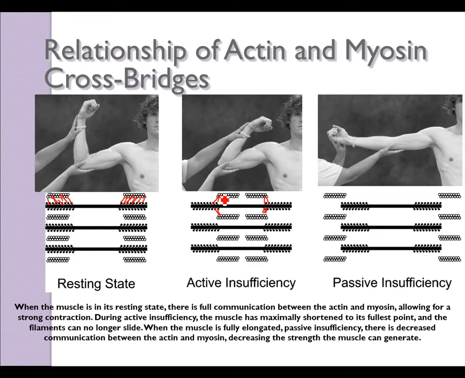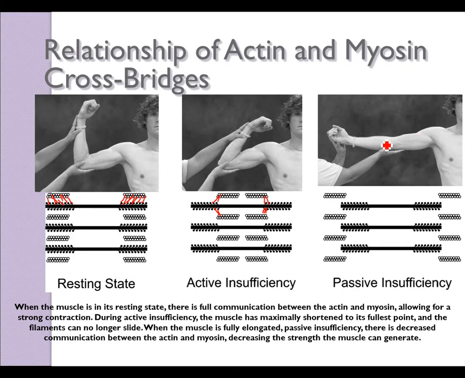So because there is very little actin and myosin overlap, there is going to be lower force production. That's called active insufficiency. Active insufficiency is when we have too much overlap and we're not able to have as strong of a contraction.